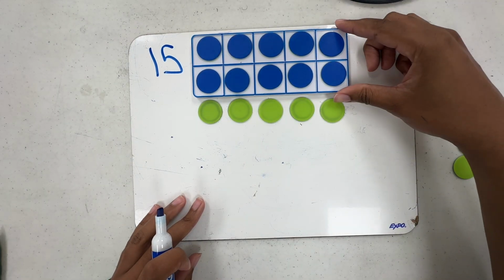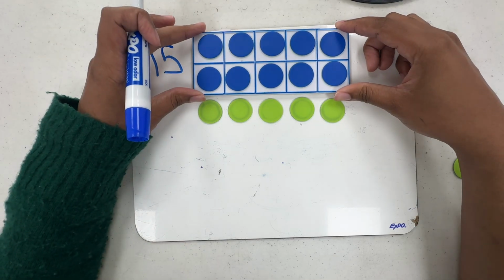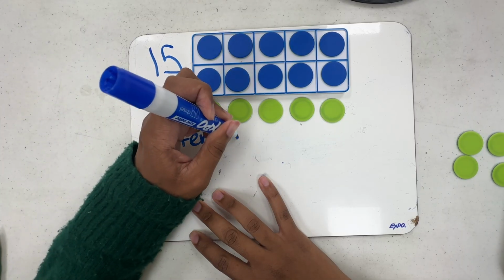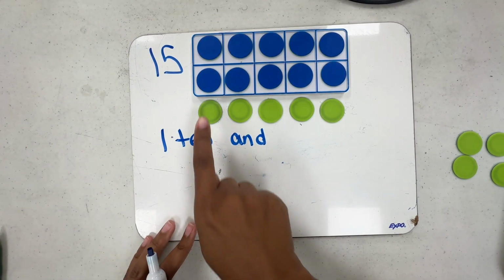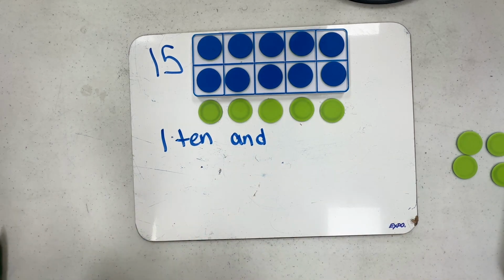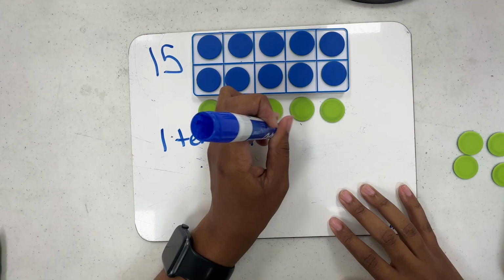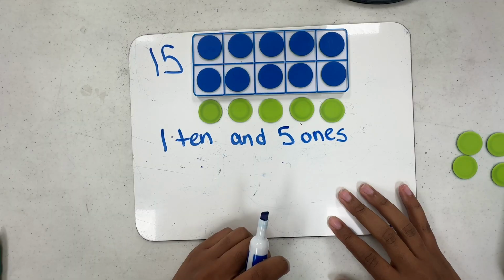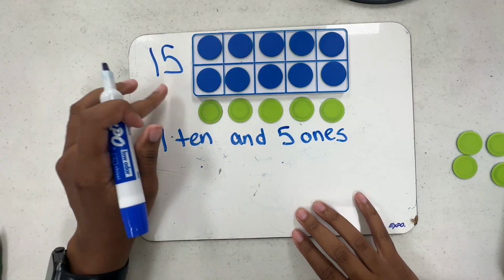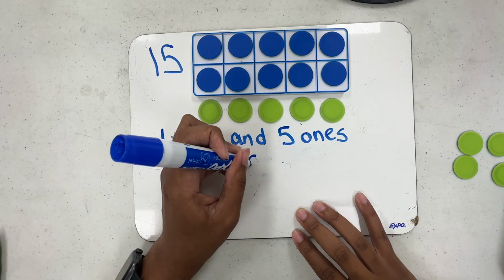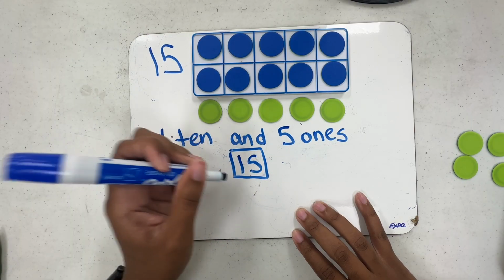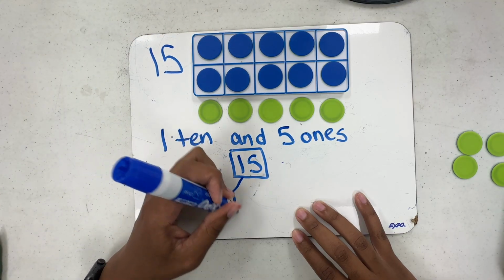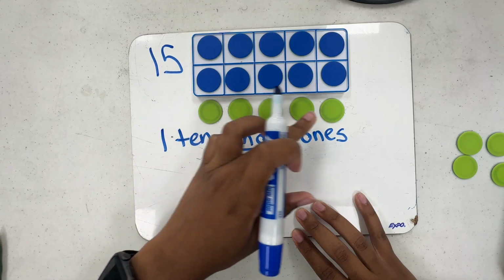In the number 15, I have one group of 10 right here, my full 10 frame. And 1, 2, 3, 4, 5 1s. If I decompose this in a number bond, my whole is 15. I have my one group of 10. And then I have my 5 ones.